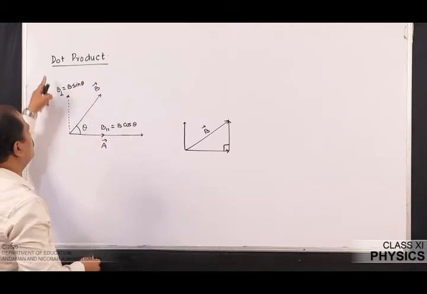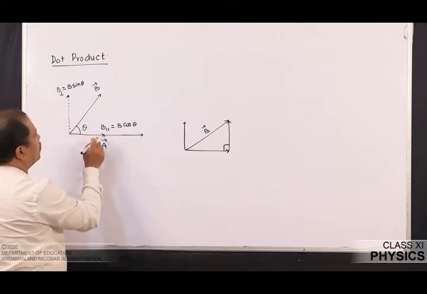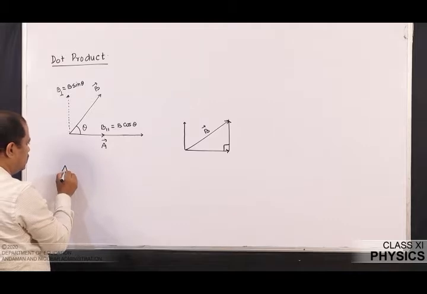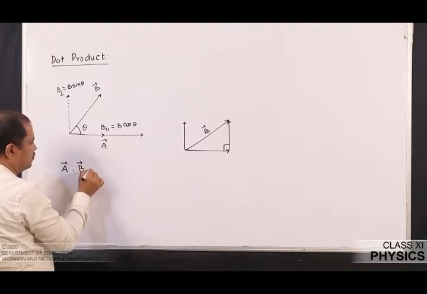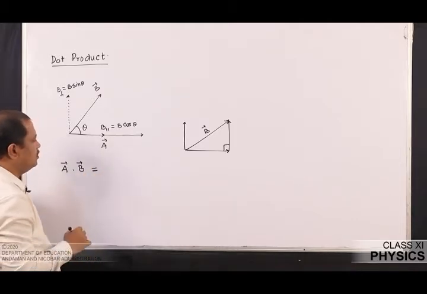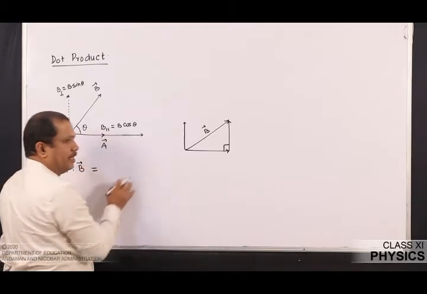Now when I say dot product, what do we actually mean? We are trying to find the dot product of A and B. Just a while ago I said I am going to write the dot product like this. When I write this, what I actually mean is that I am trying to find the product, and I know that I am going to get a scalar quantity.